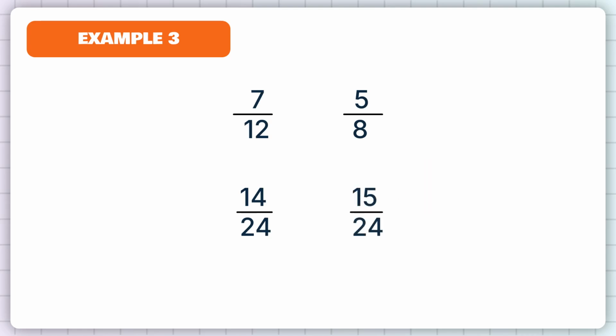Now we can compare the numerators. Since 14 is less than 15, 7/12 is less than 5/8. Using these techniques, we can accurately determine which of two fractions is larger or smaller. With practice, these methods will become second nature, allowing you to tackle fraction comparison problems confidently and efficiently.